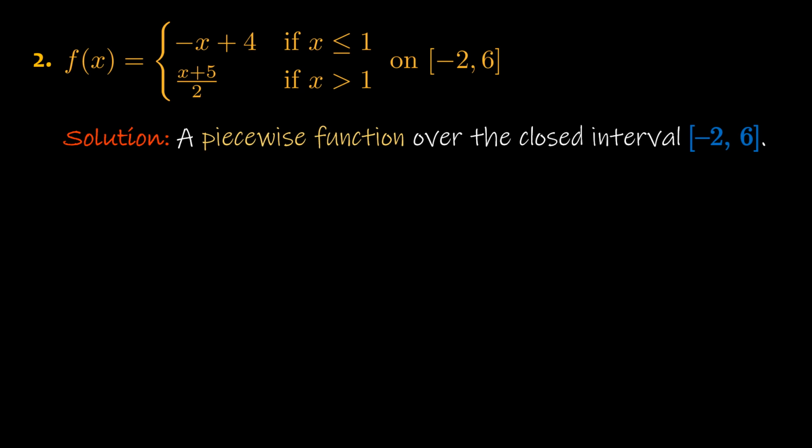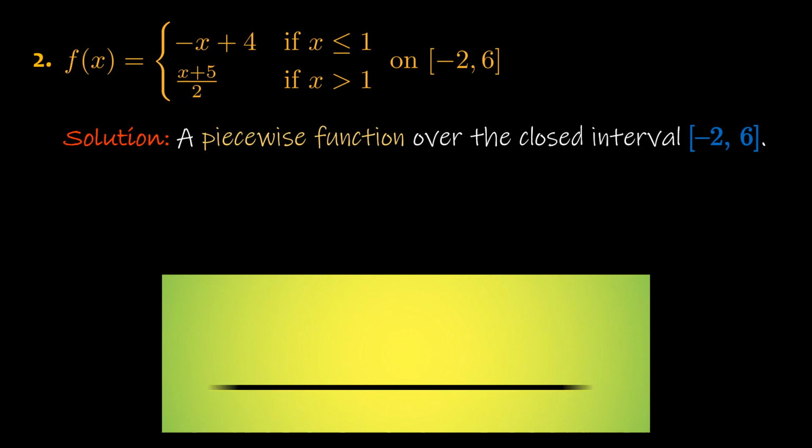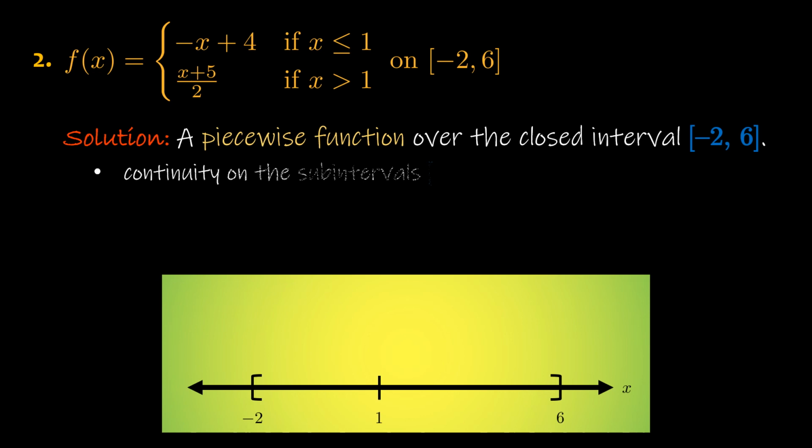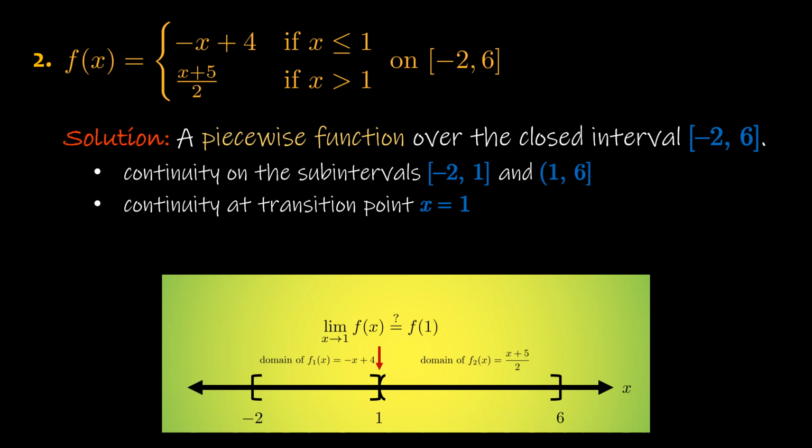Its continuity depends on the continuity on the subintervals -2, 1 and 1, 6, the continuity at the transition point x equals 1, and the continuity at the endpoints x equals -2 and x equals 6.